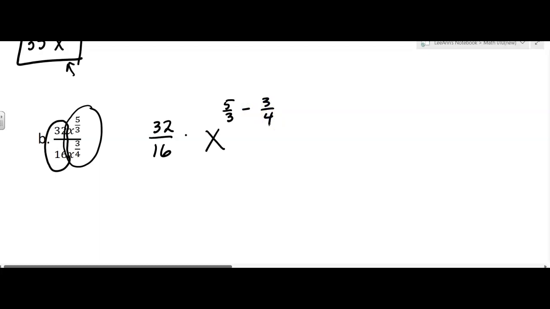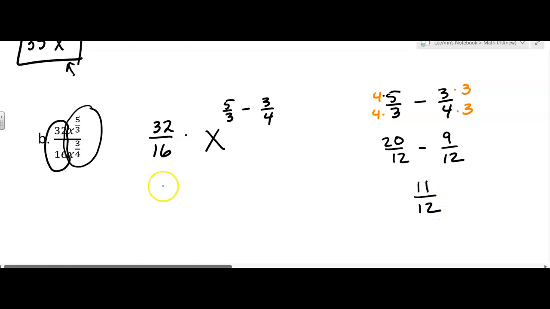Okay, so I probably would get extra paper or something and go over here and say, how do I subtract these? I'd need a common denominator, so I'm going to get that to be 12. So I'll multiply by 4 there and 3 there. So then that's going to give me 20 over 12 minus 9 over 12. What's 20 minus 9? 11. 11 over 12.